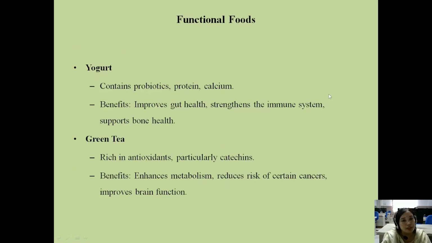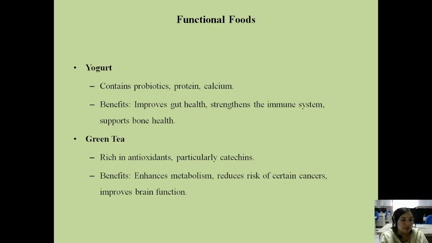Then come to functional foods. Yogurt is a functional food, it comes in the category of functional foods, and contains probiotics, protein, calcium, and benefits are that it improves your gut health, strengthens your immune system, and supports your bone health.